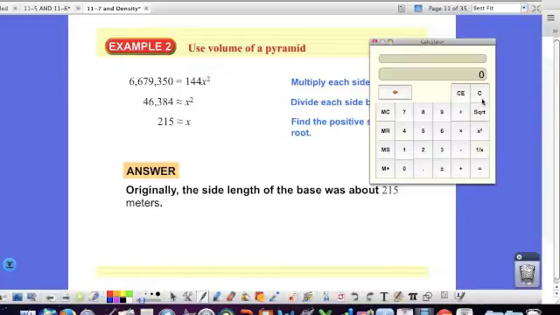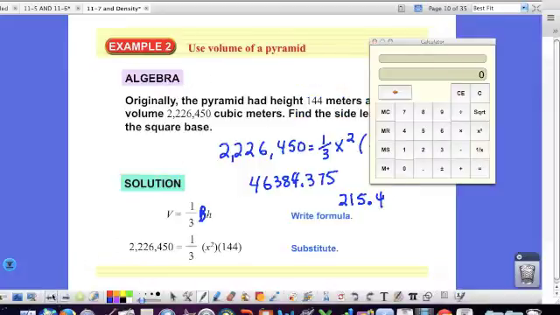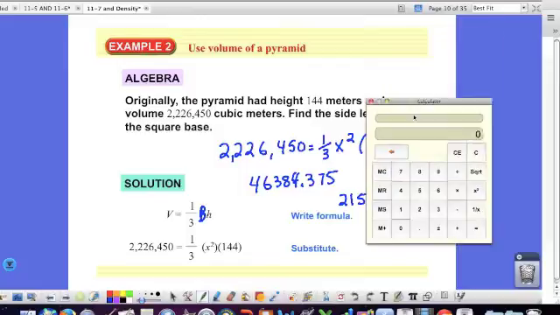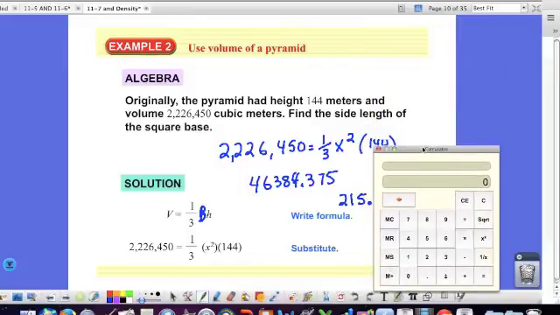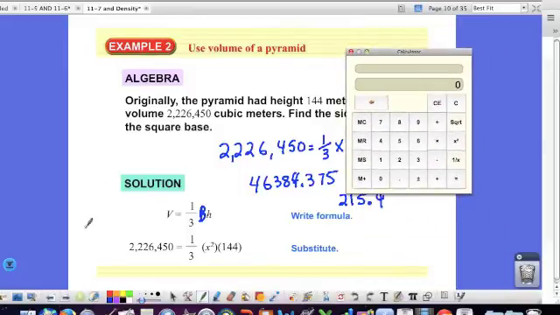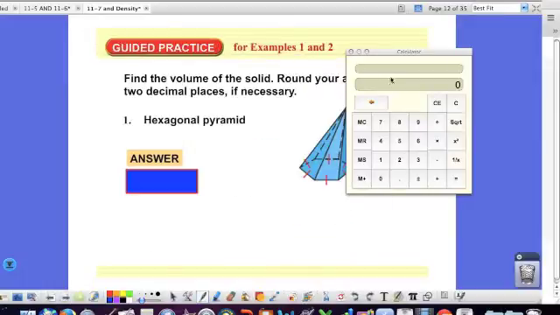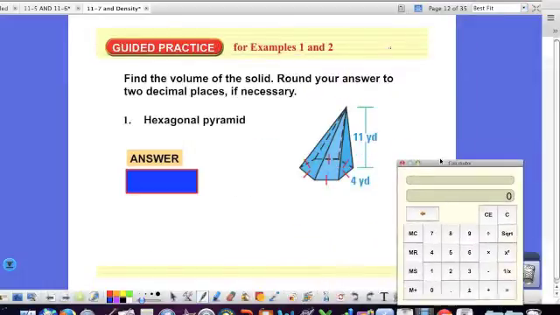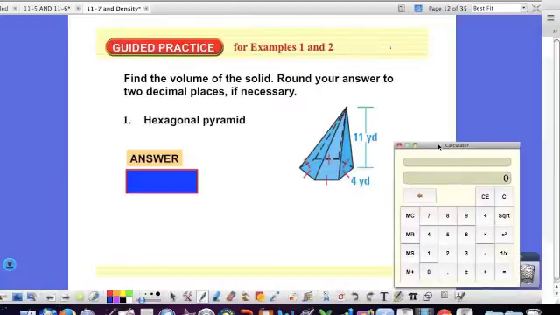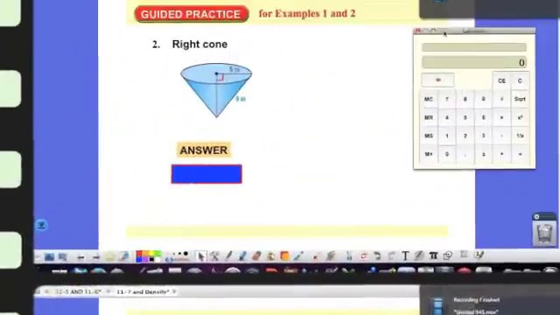Yes, it would be helpful if the book told you when they wanted you to round and to what place. Let's see if they did. No, they did not. We never really know what they're going to ask us to round to. This guided practice, we're obviously not going to do this one because we have not learned how to find the area of a hexagon. We will learn that, and we will come back and do those problems next week.